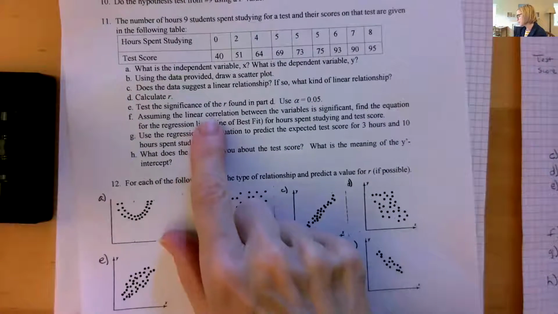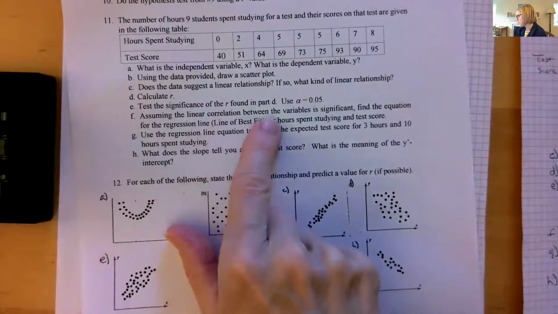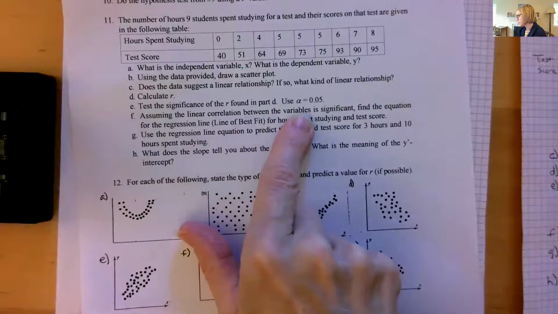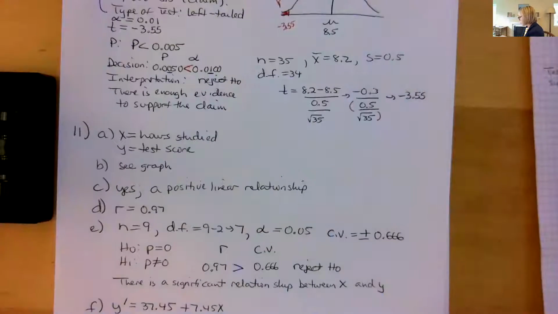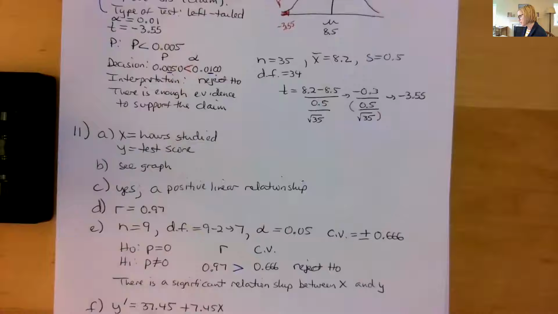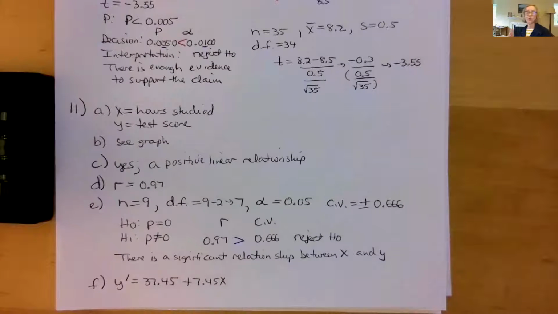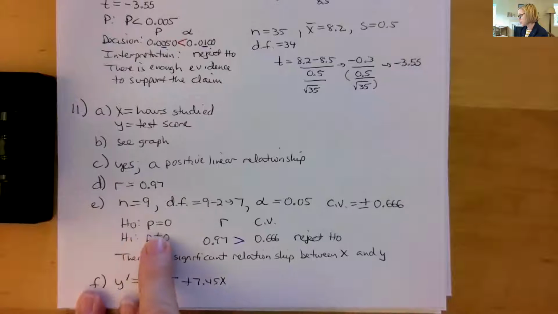Now we want to test the significance of the R found in part D using alpha level of significance 0.05. Generally I do it with the critical value table, so that's how I'm going to do it. There are 2 other methods, but that's how I do it. We have our null hypothesis that rho, the population correlation coefficient, is 0, meaning there's no correlation between X and Y. The alternative is that the population correlation coefficient rho is not equal to 0.